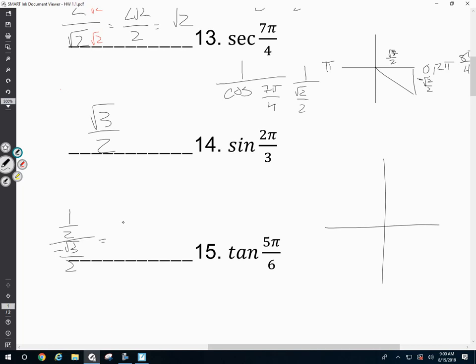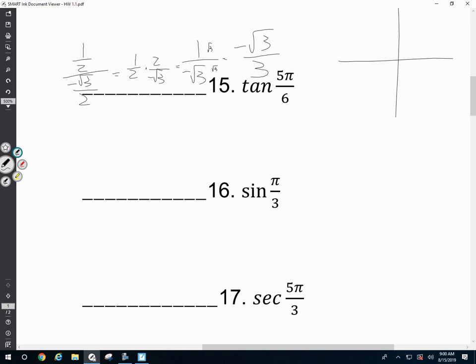You can leave it like that, but you probably need to understand how to simplify it. Multiply the fraction by the reciprocal of the denominator. Boom, you have 2 over 2 root 3 being negative. The 2's cancel. I have 1 over negative root 3. That's fine. You can leave it like that. But we need to know how to rationalize: multiply the top and bottom by root 3, and you get negative root 3 over 3.